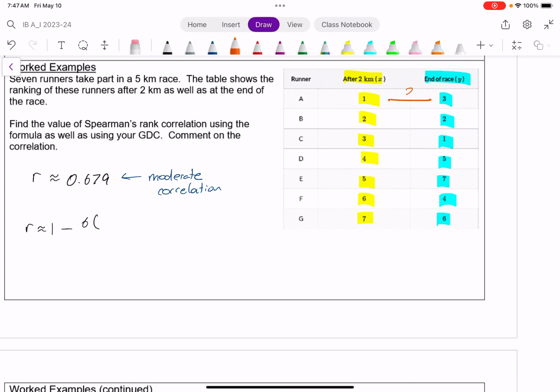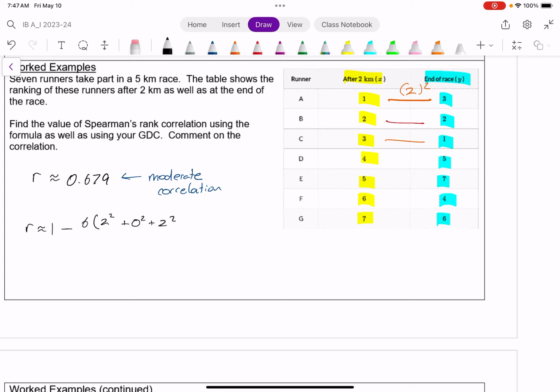So for example, looking at runner A, at first they were first, and then by the end they were third. So that's a difference of 2. And so we want to square that. So it's 6 times 2 squared, which is clearly 4. And I'll do the same thing for all of these. This has no difference, so it's 0 squared. Plus, next we have a difference of 2 again. And it doesn't really matter if we go 3 minus 1 or 1 minus 3 because we're going to square it, so I'm just going to stick with the positive. So I have 2 squared.